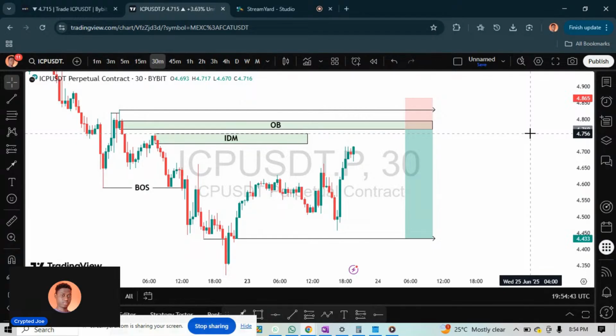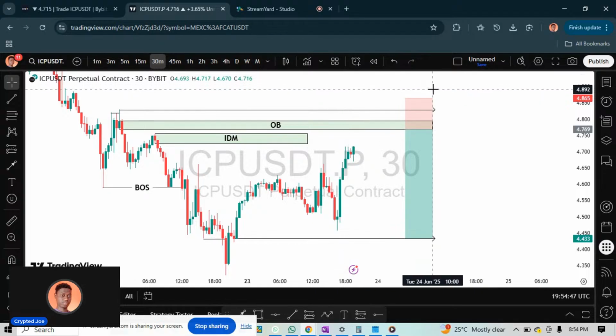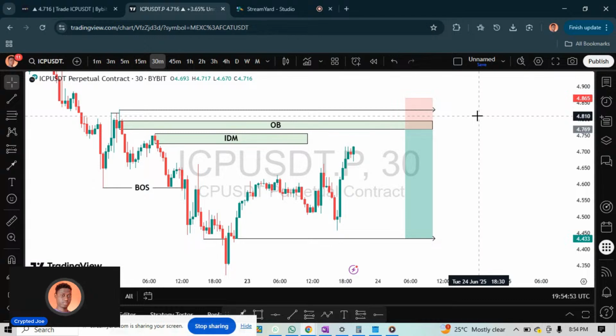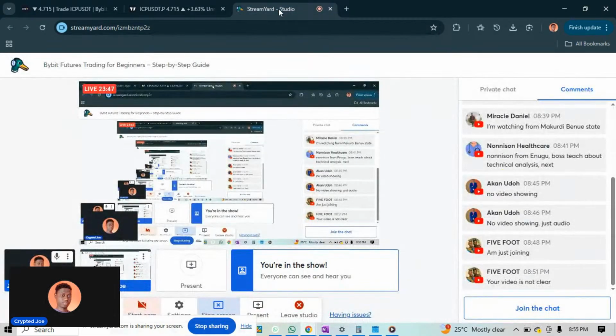Signal. You are being given a signal and they just give it to you like: ICP USDT entry 4.769, stop loss 4.865, take profit 4.433, in text format, and there is no stop loss percentage. You understand? There's no stop loss percentage. Now, I hope we're all following.